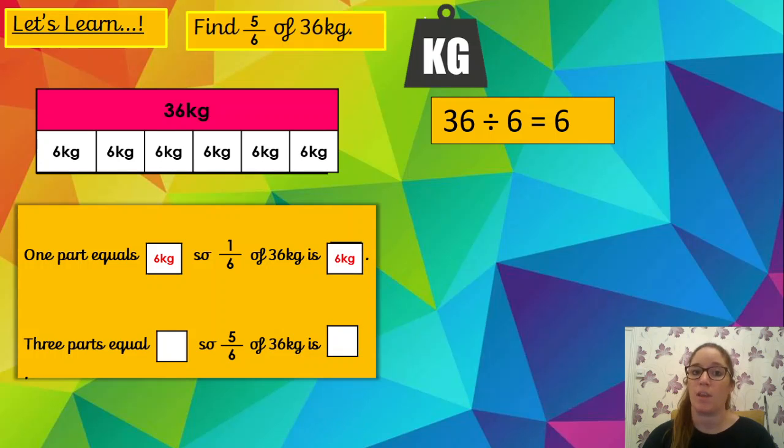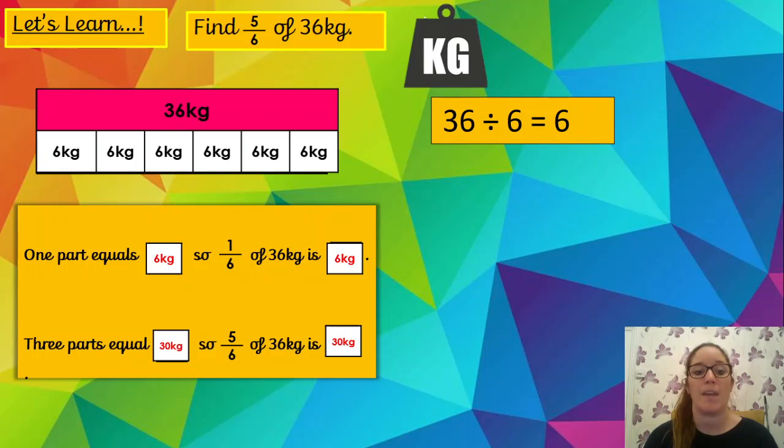So what does 3 parts equal? Sorry, that should be 5 parts. What does 5 parts equal? 5 parts equals 30, because 6 times 5 is 30. So 5/6 of 36 kilograms is 30 kilograms.